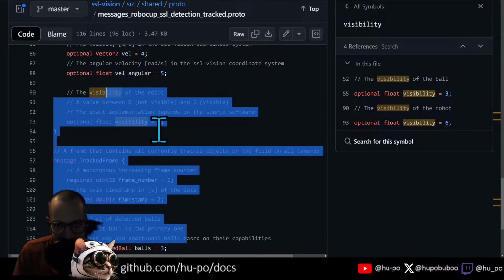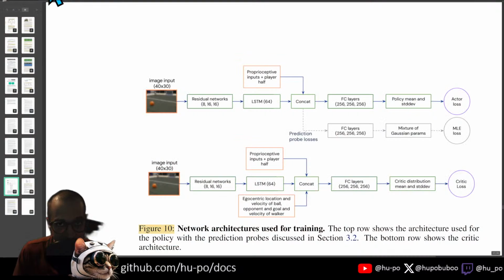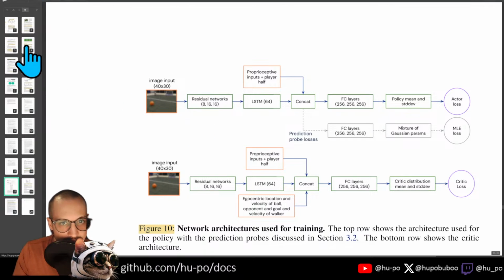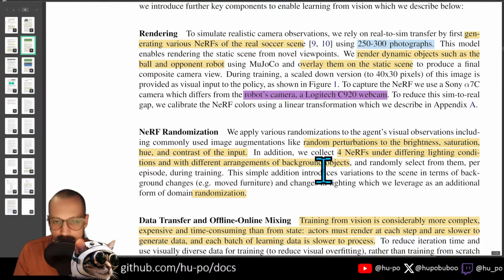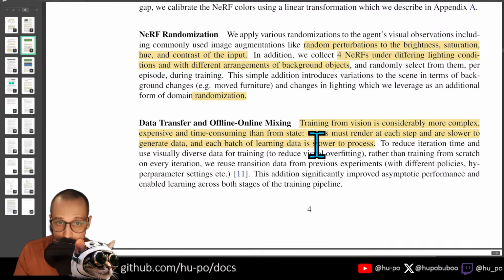State is going to be lower dimensionality than vision, and that lower dimensionality means that every single part of the process is easier. When you're generating data, it's lower dimensional, so it's faster. Each batch of learning data, you're going to be able to use a bigger batch size. You're going to be able to transfer that batch of data even faster. So the curse of dimensionality from vision hits you at all points in the training process. That's why vision is harder.